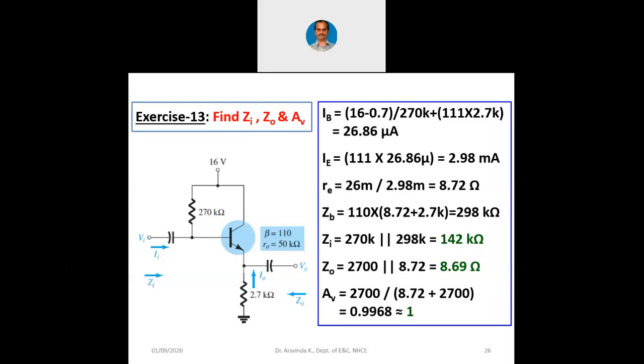With this, let me end the class now. In the next class, I am going to discuss the common base configuration, and we will solve some exercises using it. Later on, I am going to proceed to the very last part of this module, that is called hybrid parameters. Just like we had this re model, where we used the dynamic resistance of the emitter for modeling the BJT, there is another similar model that is called the hybrid model. We are going to discuss that model in the next class.